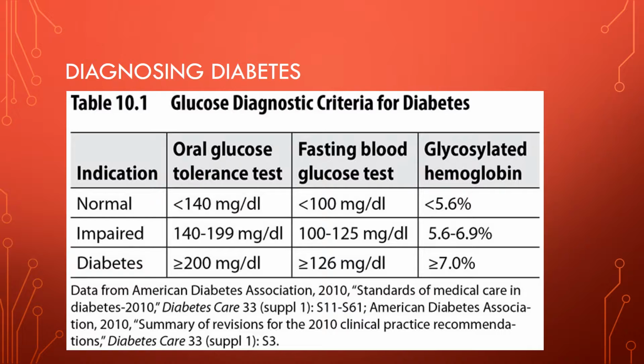So if the blood glucose is less than 140 milligrams per deciliter, that's considered a normal response to the tolerance test. Between 140 and 199 milligrams per deciliter is impaired, and if the concentration of blood glucose is greater than 200 milligrams per deciliter after that hour, they're considered to have diabetes. Usually you have to fail the glucose tolerance test twice to confirm the presence of diabetes.